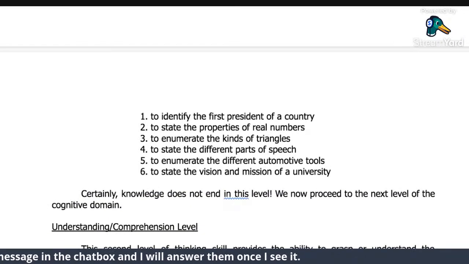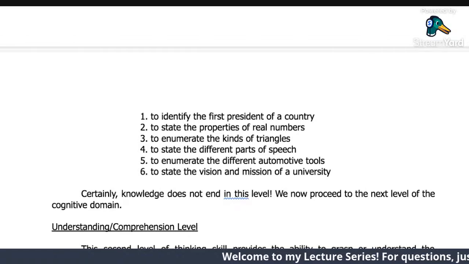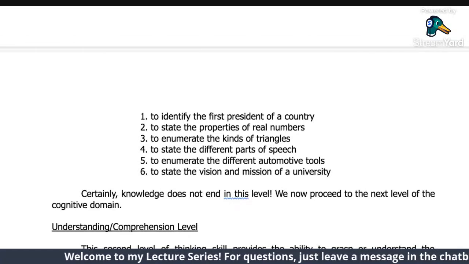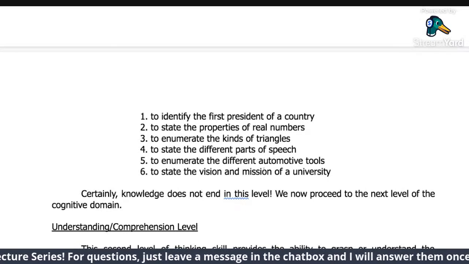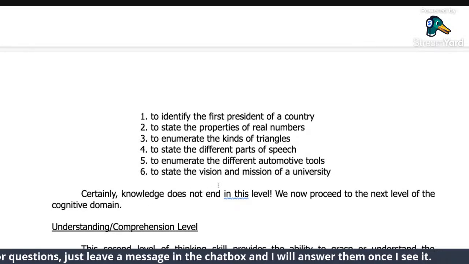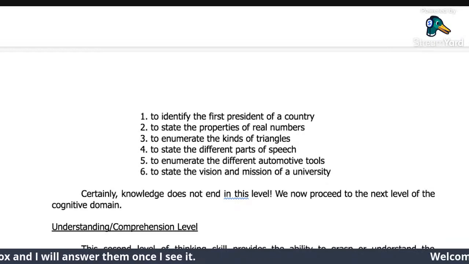All right, then enumerate the kinds of triangles. I'm going to enumerate the different kinds of triangle, obtuse triangle, equilateral triangle, but I'm not going to define them. I'm not going to solve problems involving these triangles. State the different parts of speech, to enumerate the different automotive tools, to state the vision and mission of a university. Okay, so knowledge does not end in this level. We now proceed to the next level of the cognitive domain.